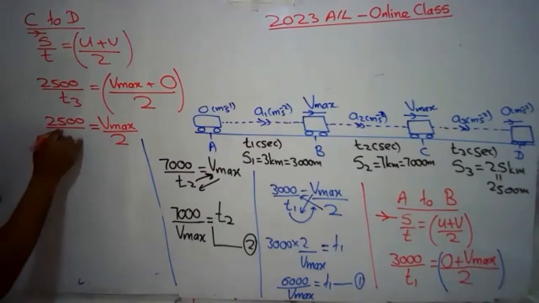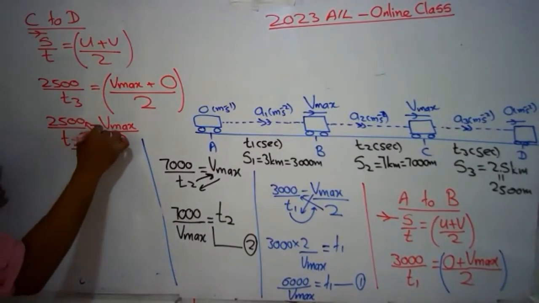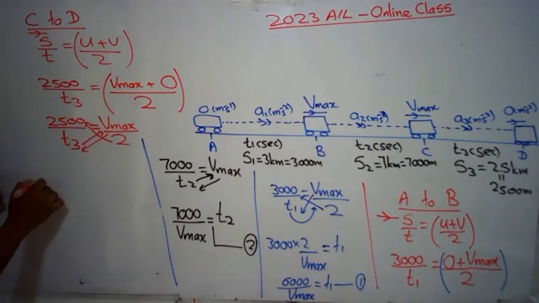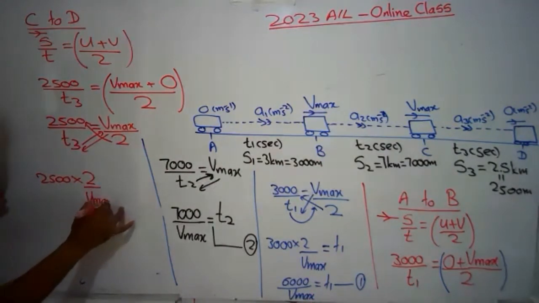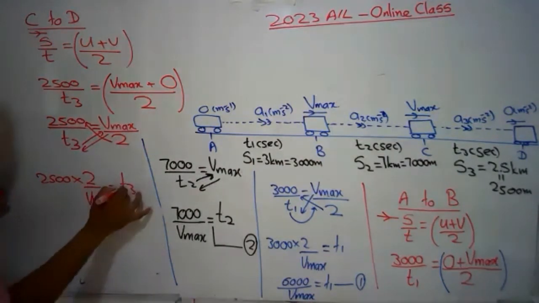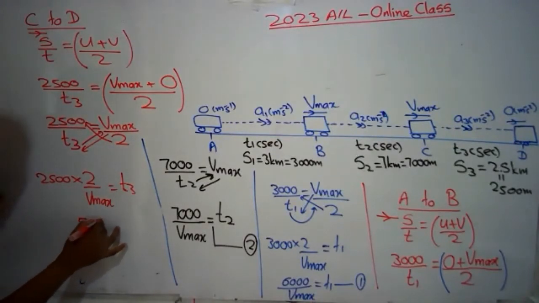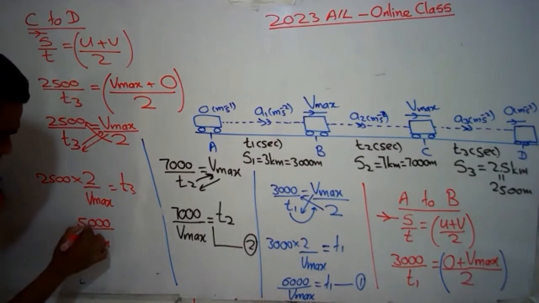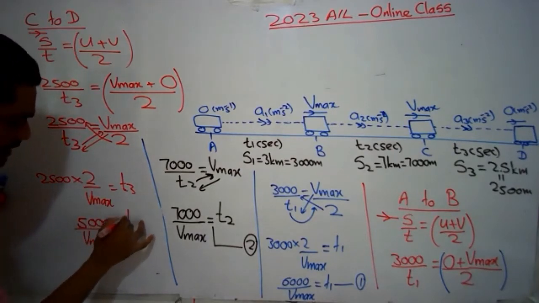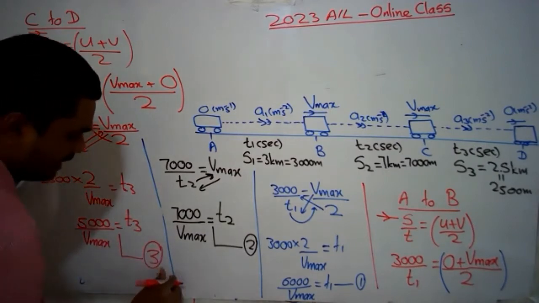So then I use cross multiplication to take 2 to this side, T3 to the other side, Vmax to this side. So 2,500 into 2 divided by Vmax equals T3. 2,500 times 2 is 5,000 divided by Vmax equals T3. So let me take this equation as my third equation.